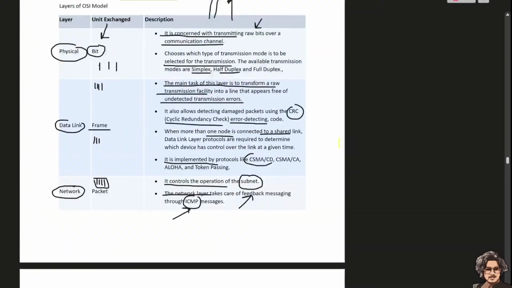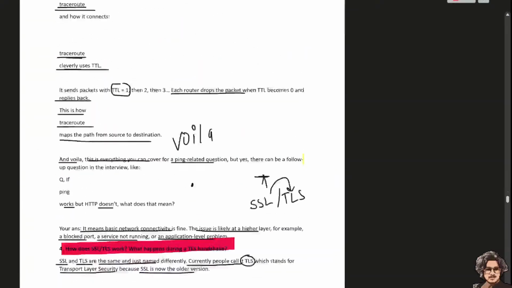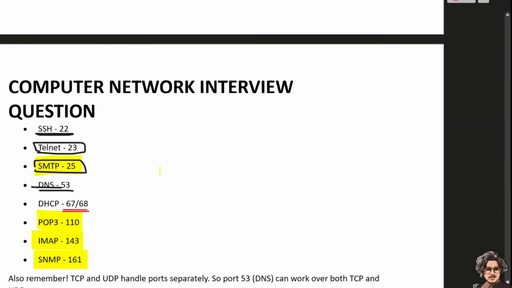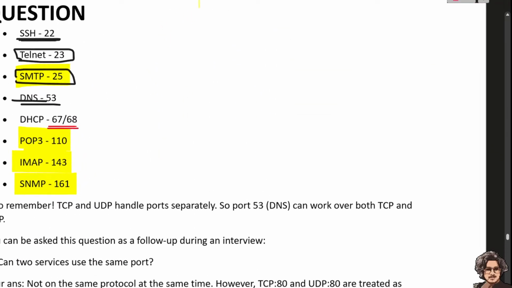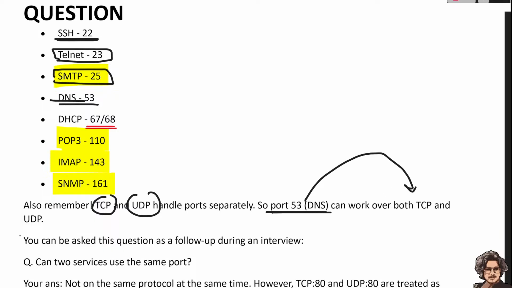So we write here: DNS is 53, SMTP is 25, HTTP is 80, and HTTPS is 443. So these are covered. Why are port numbers important and common? Also remember that TCP and UDP handle the port. For port 53, DNS can work over both TCP and UDP.